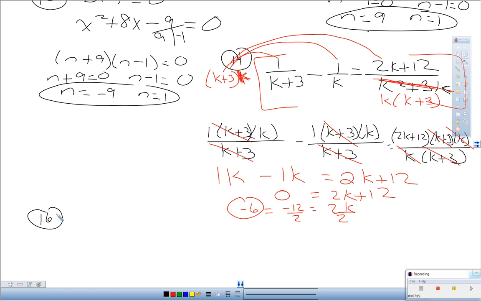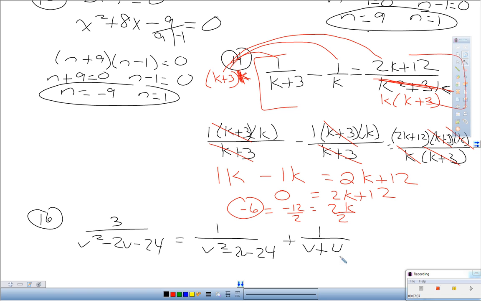For number 16, it gives me 3 over v squared minus 2v minus 24 equals 1 over v squared minus 2v minus 24 plus 1 over v plus 4. You've still got to do the same thing for number 16. You've got to factor the denominator, but v squared minus 2v minus 24, the factors of 24 are 6 and 4. How am I going to get a negative 2 out of that? Well, I'm going to do negative 6 and positive 4.